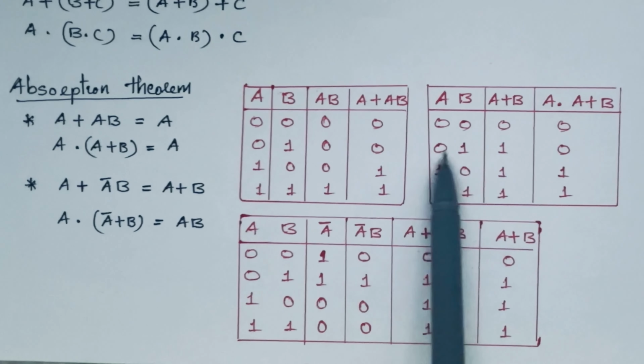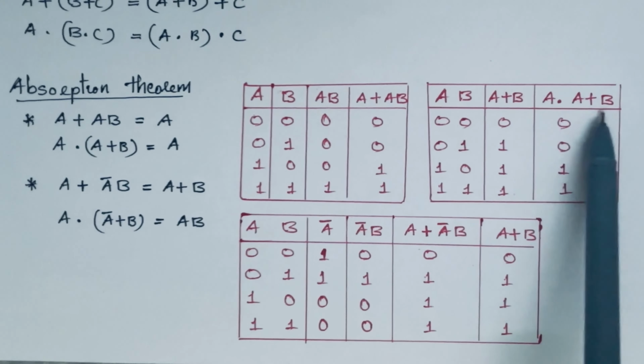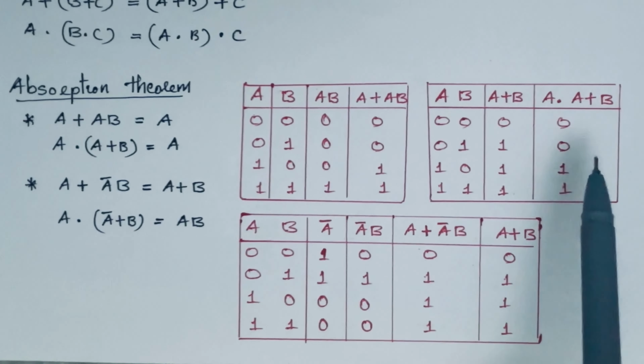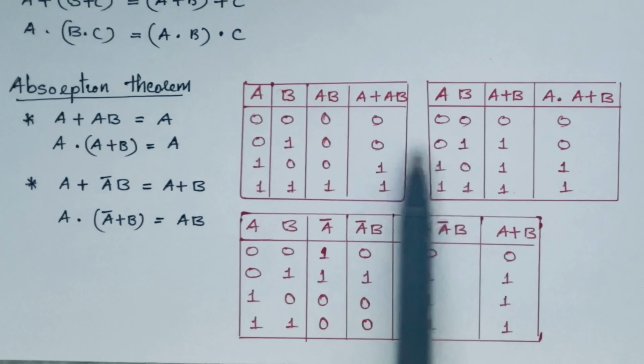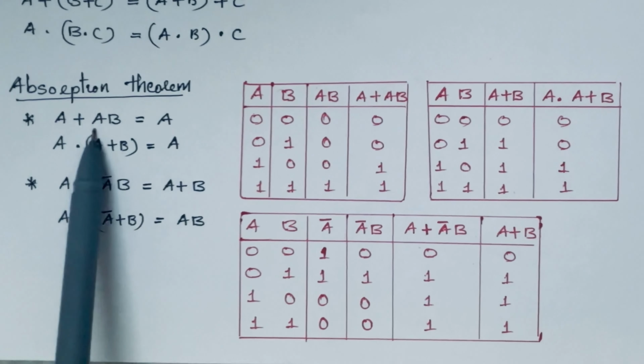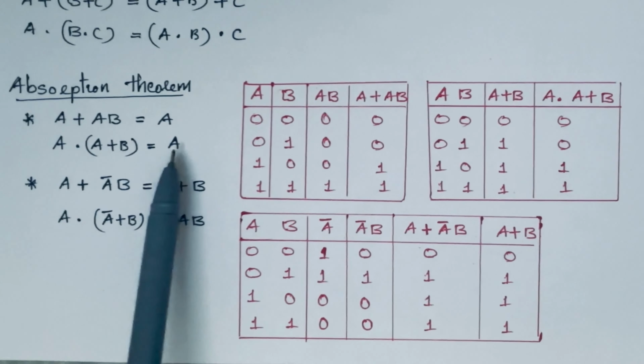Then this should be multiplied with A. So 0 into 0 is 0, 0 into 1 is 0, 1 into 1 is 1, 1 into 1 is 1. Now you see what the A dot (A plus B) values are: 0, 0, 1, 1, which is the same as A values 0, 0, 1, 1. So this is the proof of the absorption theorem: A plus AB is equal to A and A dot (A plus B) is equal to A.